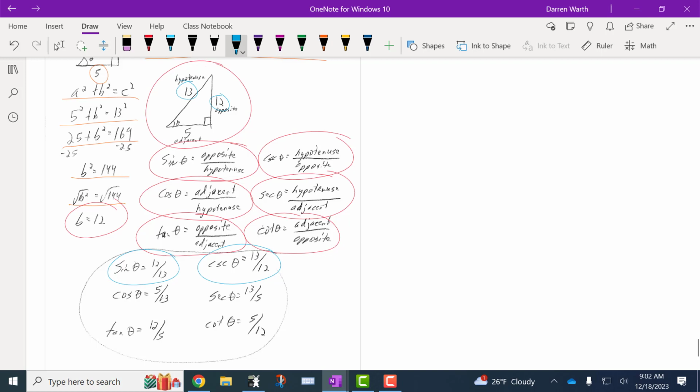Cosine is going to be adjacent over hypotenuse, so 5 over 13. Secant would be 13/5. Tangent theta is going to be opposite over adjacent, so 12/5. Cotangent is going to be 5/12. And that'll be your answer to number 18.